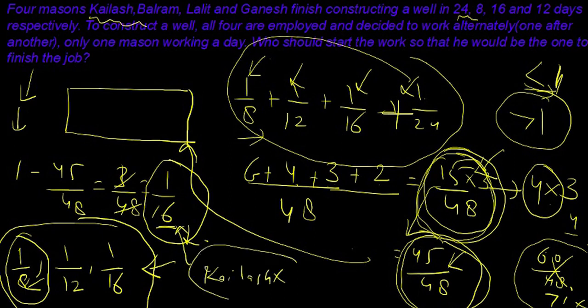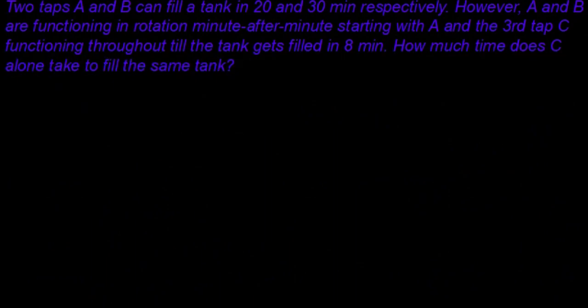Okay, fine. So let's come to the next question. Two taps A and B can fill a tank in 20 and 30 minutes respectively. However, A and B are functioning in rotation minute after minute, starting with A, and the third tap C functions throughout till the tank gets filled in 8 minutes. How much time does C alone take to fill the same tank?